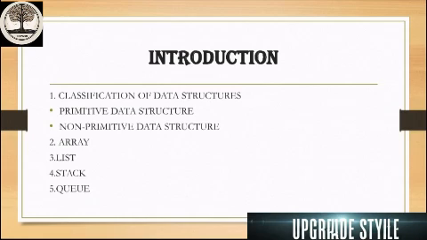Non-primitive data structures. These are more complex and include arrays. Think of an array as a row of boxes where each box can hold a piece of data. For instance, you could use an array to store a list of numbers representing the scores of students in a class. Each score is accessed by its position in the array, like scores[0] for the first student's score.